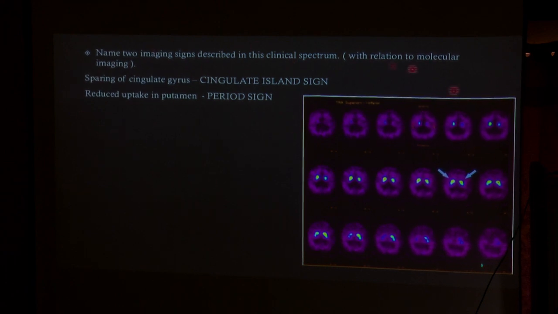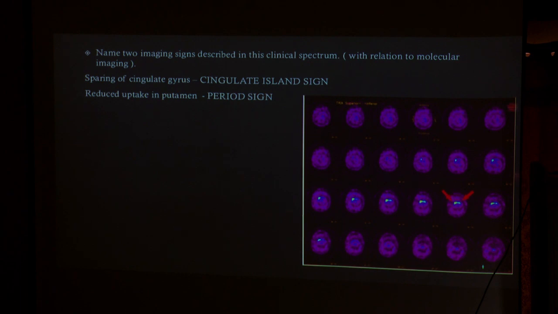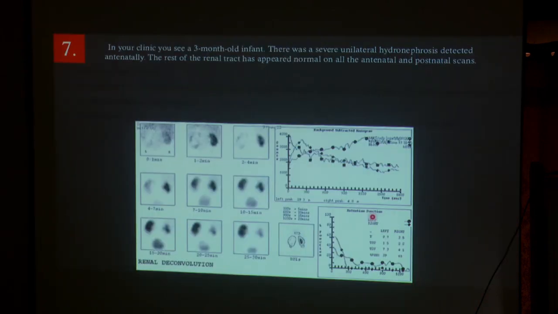So here we have an ioflupane study. This is a normal uptake in the basal ganglia, so that's a comma-shaped appearance which is seen. In case of Parkinson's, we will be seeing reduced uptake in the posterior putamen. So it will give us a period sign, which is otherwise a full stop sign.